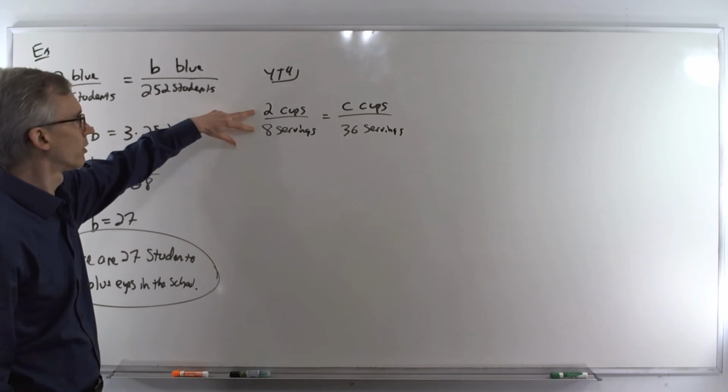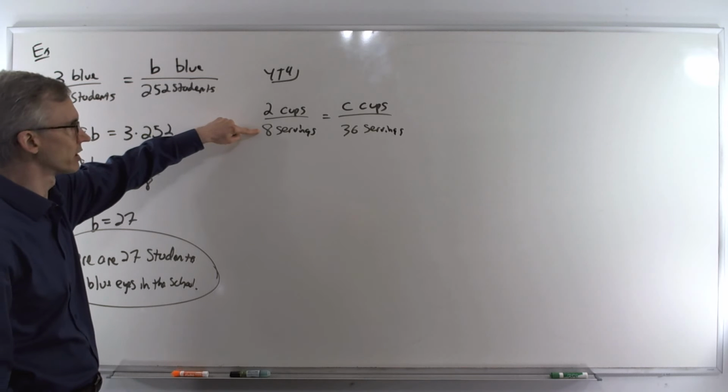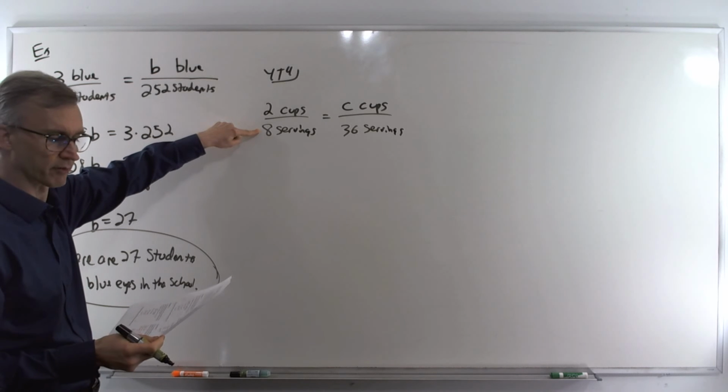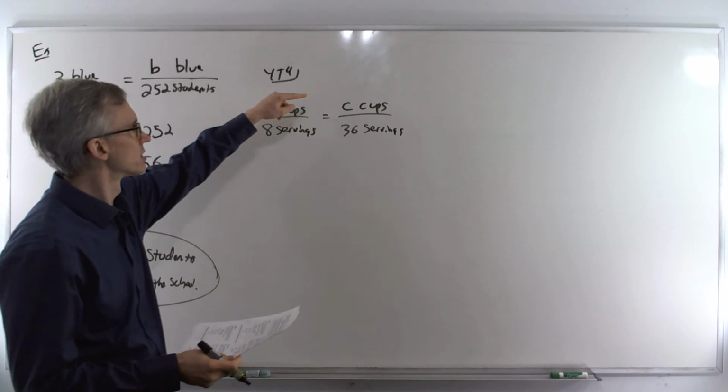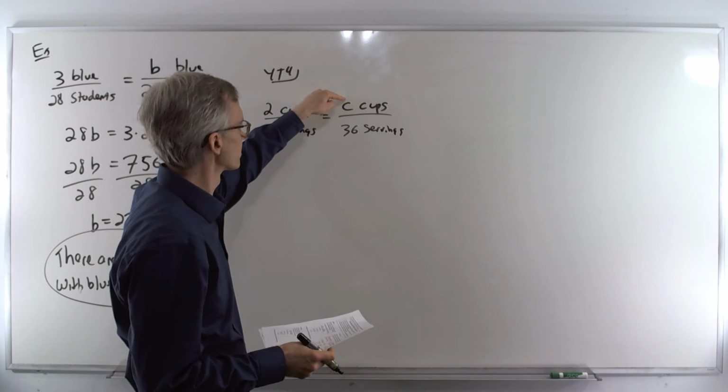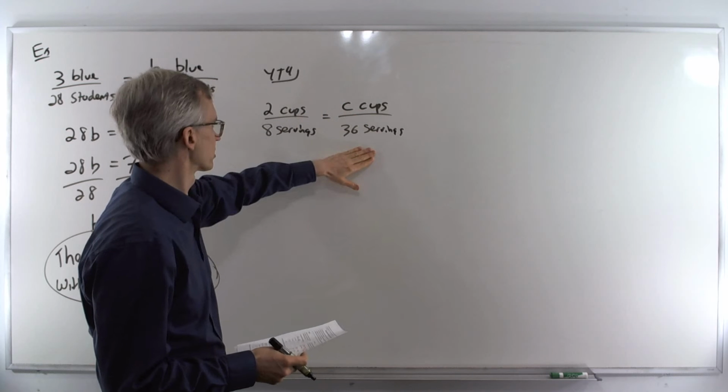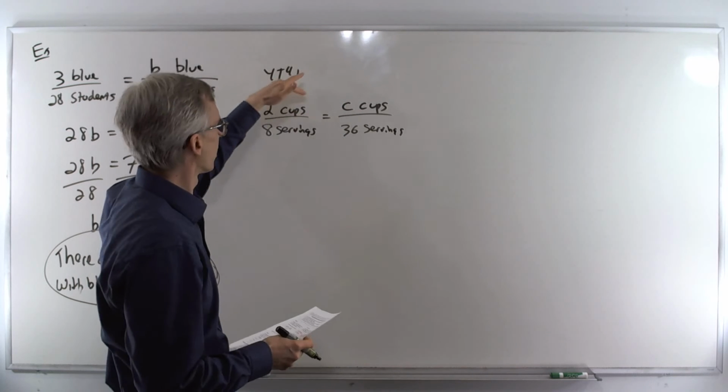So here's our 2 related quantities. 2 cups are related to 8 servings. The question asks for the number of cups needed for 36 servings. So C would be the number of cups of carrots. And 36 servings. So we have servings on the bottom, cups on top.